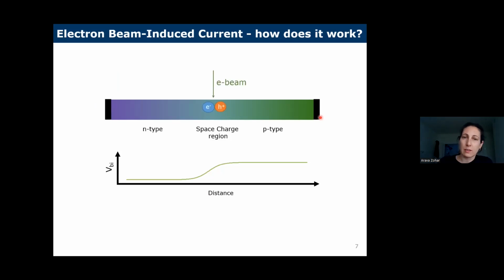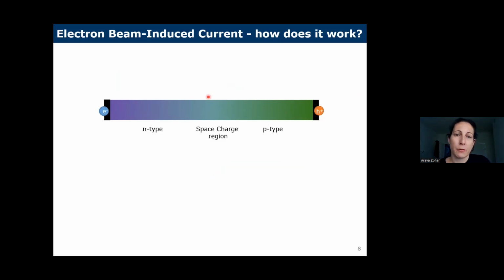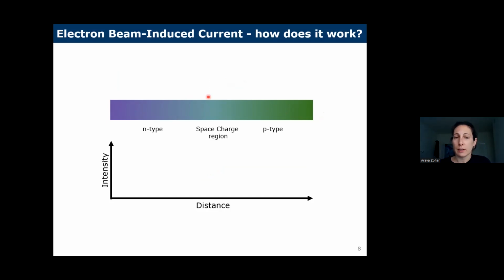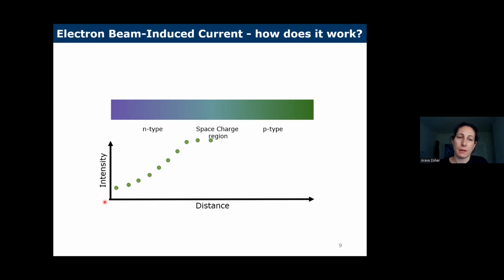As we continue scanning and get very close to the space charge region, we expect that because there is a built-in potential, the drift force will push the two carriers to their contacts, and we can collect the current very easily. If we draw a profile of the intensity of the current as a function of the position inside the p-n junction, we can expect very low current farther from the space charge region.